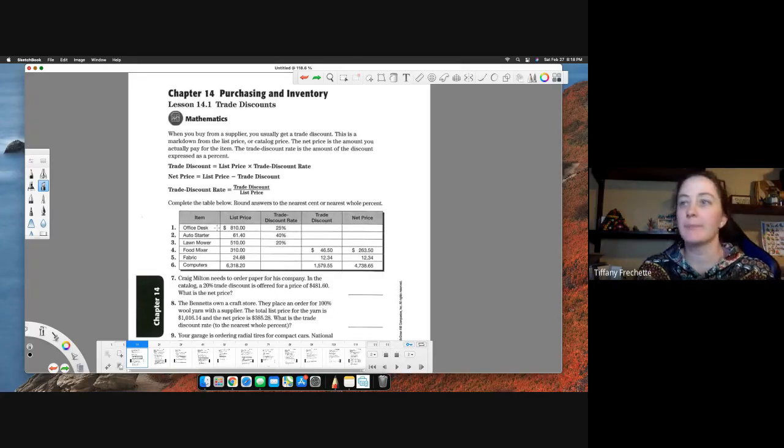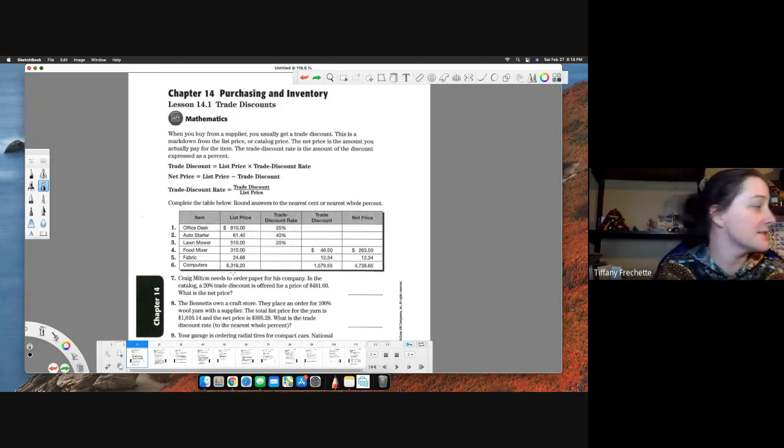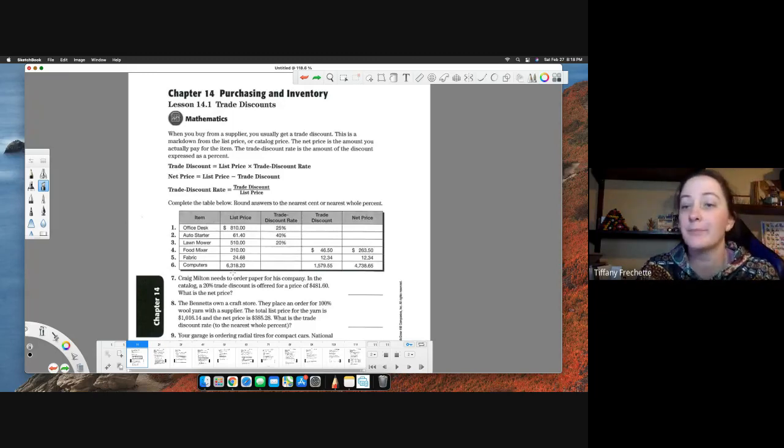All right, so we're in lesson 14.1, trade discounts. Make sure you are reading through the chapter, looking at the lessons, the examples, the formulas they give you. Don't just jump straight over into the worksheets and hope that you have everything that you need, because sometimes it's not always given to you completely in the worksheets. You definitely need to be looking through the lessons to see what's going on here.